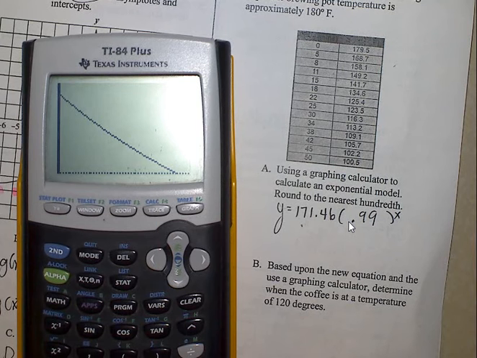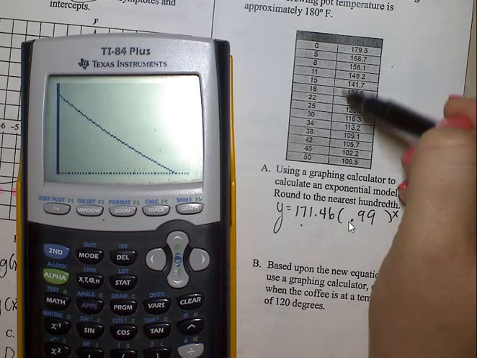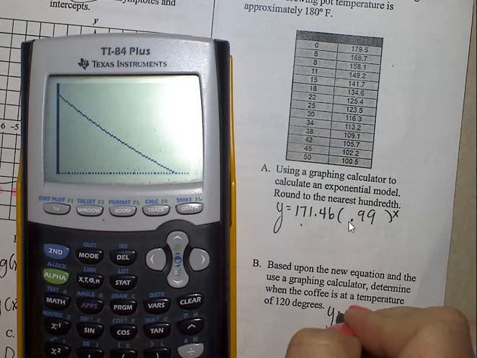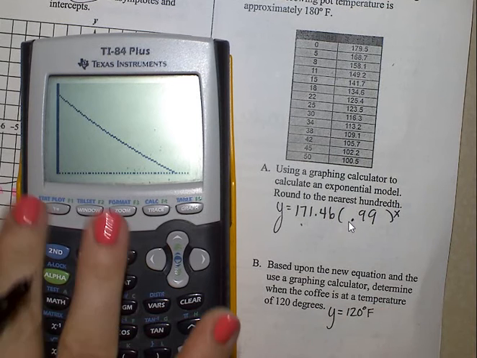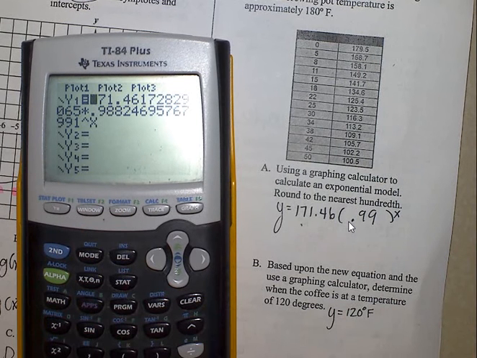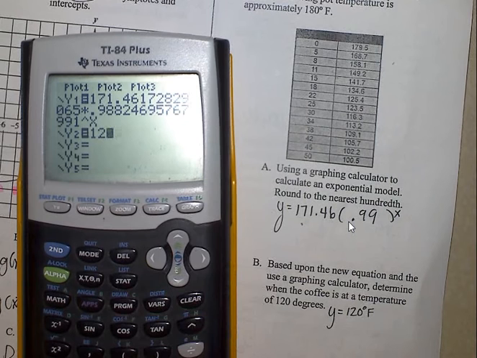Okay, so part B says, determine when, so know what time it is, when the coffee is a temperature of 120 degrees. So degrees is the unit in the second column. That means they're giving you the y. Please write y equals 120 degrees. We want to know what the x is. When they give you the y, go back and hit y equals. Go to y sub 2, and type in 120 degrees and press graph.